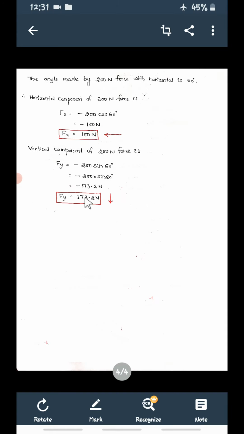So these are the two simple problems you have taken, and in the next class we'll come up with some more problems, where we're going to consider how to find the resultant force when a number of forces are acting.